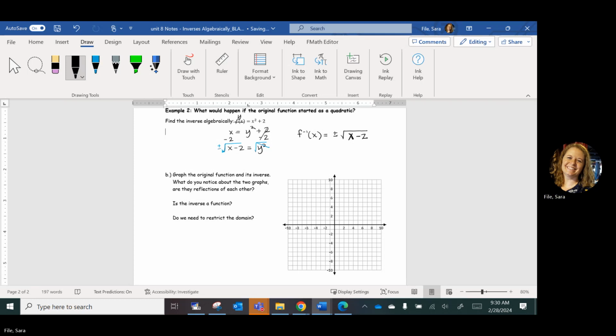Now, it says to graph the original function and its inverse. So the original function is the quadratic. So we know that the quadratic has a vertex. There's nothing in parentheses with x being squared, so h is 0, and then your k is plus 2 on the outside. So vertex at (0, 2).